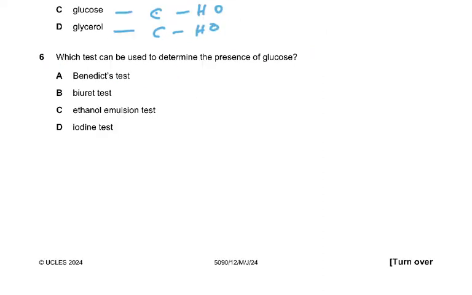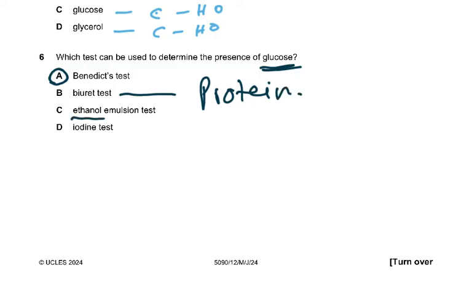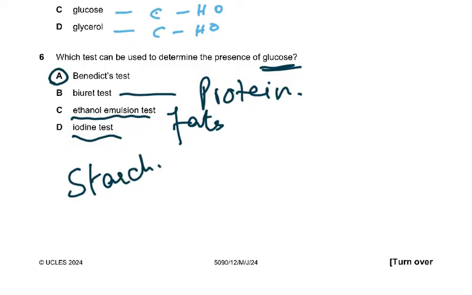Now coming to question number 6, which test can be used to determine the presence of glucose? What is glucose? Glucose is a reducing sugar. So the answer to question number 6 is A, Benedict's test. Biuret test is for proteins. You must remember it from the word urea. Ethanol emulsion test is for fats because fats dissolve in ethanol. And iodine test is for starch. Now, these are facts that you've got to know and you've got to remember them.